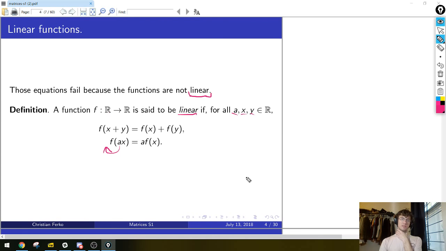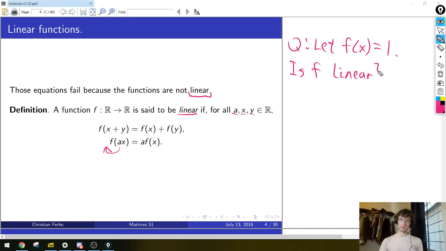Okay, questions on this definition? No. So here's a question for you. How about the constant function? If I say let f of x equal 1, so I give you any input, it always spits out 1. My question is, is that function f linear? You have to check the definition. What do you think? No. So tell me why not. Give me the counterexample.